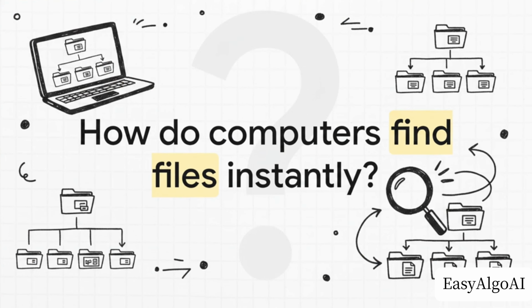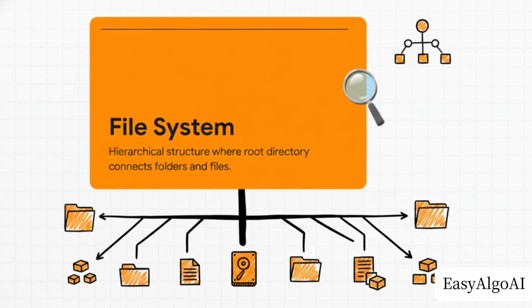So think about your laptop or your phone for a second. Have you ever wondered how your operating system doesn't just completely freeze up when you search for one specific document hidden deep, deep down inside folders within folders? I mean, with literally millions of files on a modern hard drive, a simple flat list just wouldn't cut it. No way. Well, the secret sauce here is that your computer uses a hierarchical tree structure.